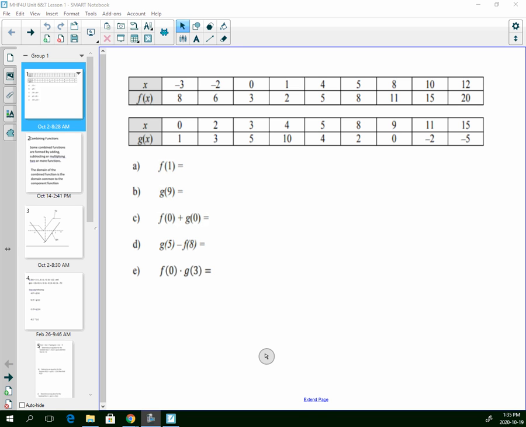Unit 6-7, with operations of polynomial functions and then composition of functions.